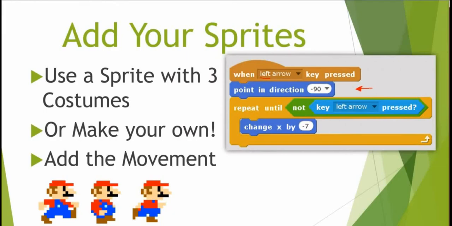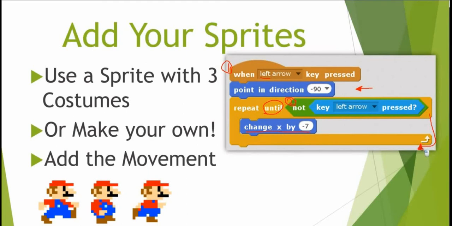Of course we use the loop, because we're going to change x by minus 7 for just as long as we're pressing that left arrow key. That's why we can use the repeat until block, you guys. We can use it to say repeat until we are no longer pressing the left arrow key. So when we're pressing it, we want to change x by minus 7 until we're no longer pressing it, and that's when the repeat until ends. Let's get out of the loop and just go down to the bottom of the code here.